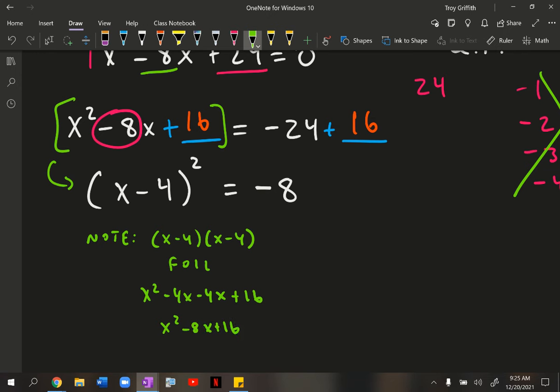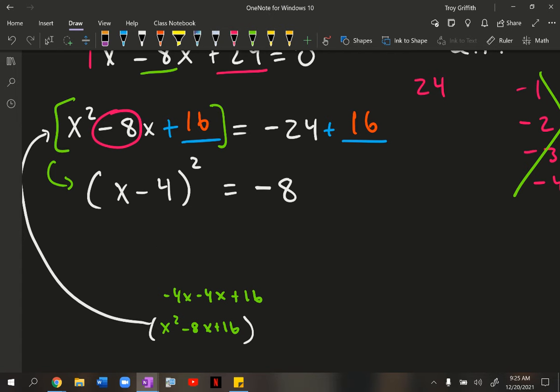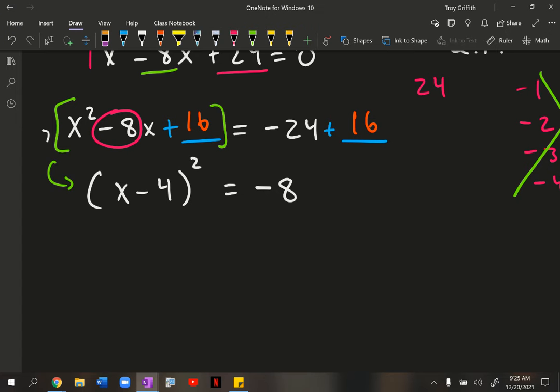So look, I didn't do anything, because this is the same thing as this. I just rewrote it in a different form, and that form is x minus 4 squared. Okay, so when we go from this step right here to this step right here, we're just writing it in its factored form. All I have to do is just take this middle term and chop it in half.